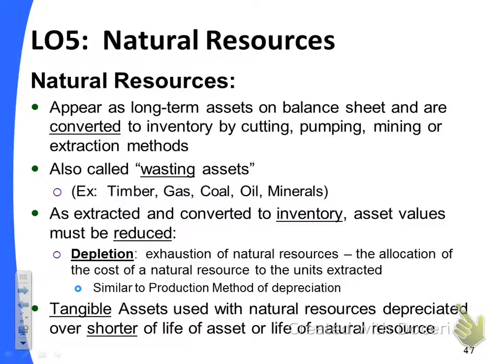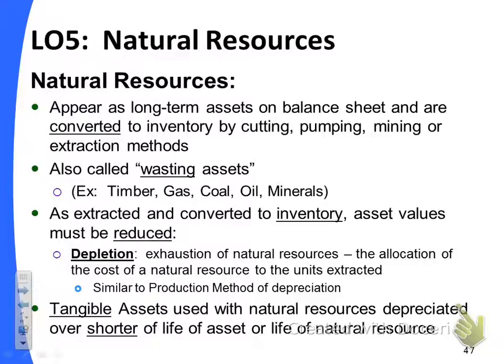Last couple of sections here. Natural resources. When we talk about natural resources, we're talking about any types of long-term assets that are going to be converted, so to speak, into inventory. So we're typically talking about mining, trees where you're going to convert the cut trees into either some sort of paper pulp or wood. So you're converting that long-term asset and you're doing something with it to convert it into an inventory item.